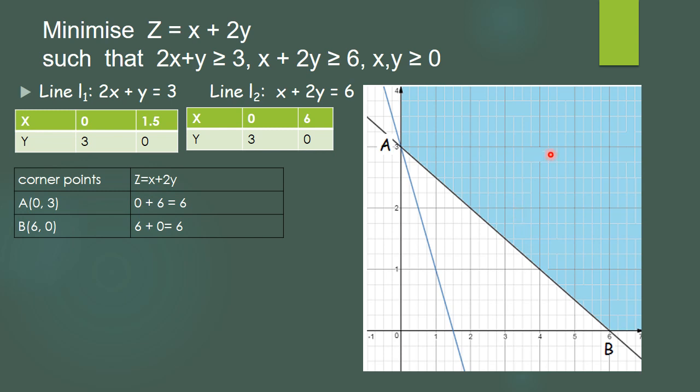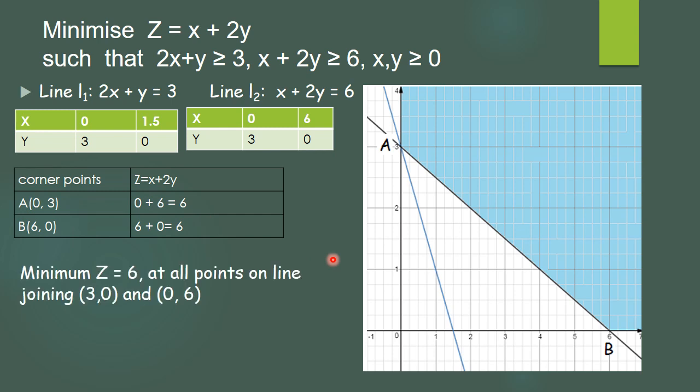Now what is our function z? X plus 2y. So replace x as 0, y as 3. We get 0 plus 6, that is 6. And here when we replace, 6 plus 0, 6. What have they asked? Minimize. It means we want the minimum value. Both values are the same. So both are the minimum value only.